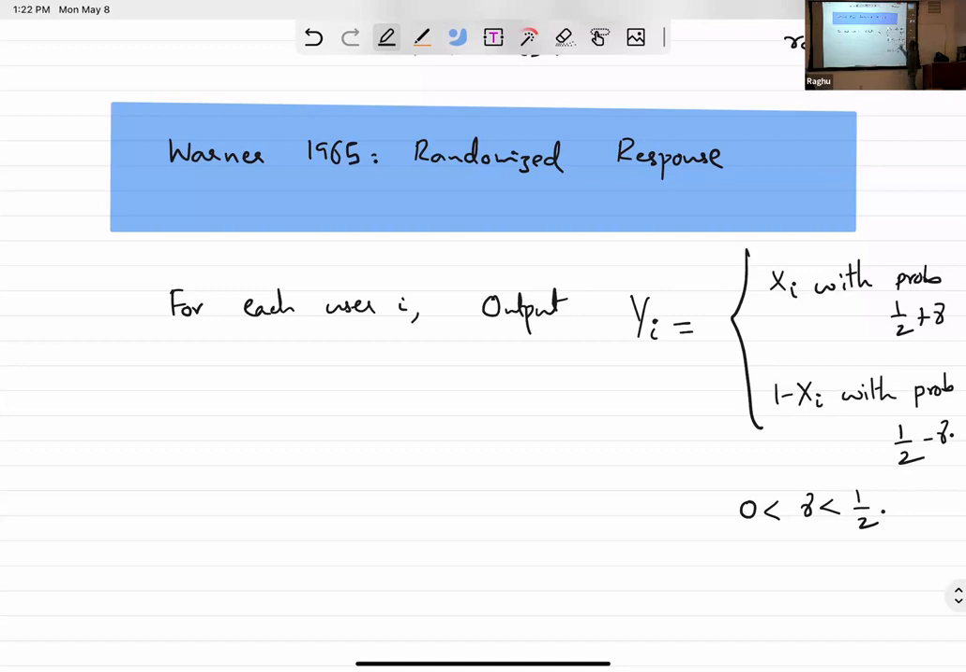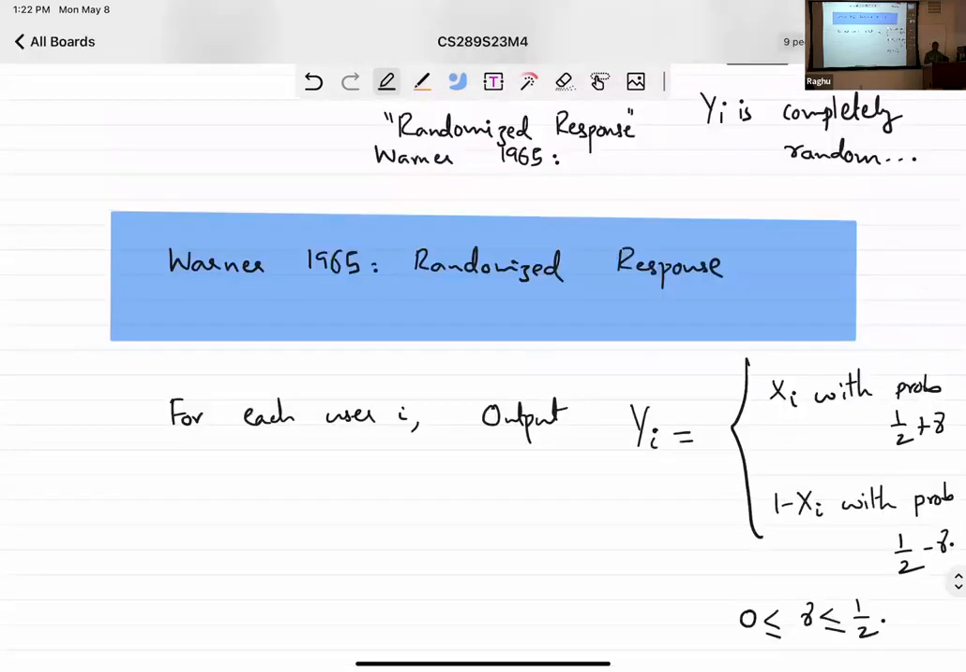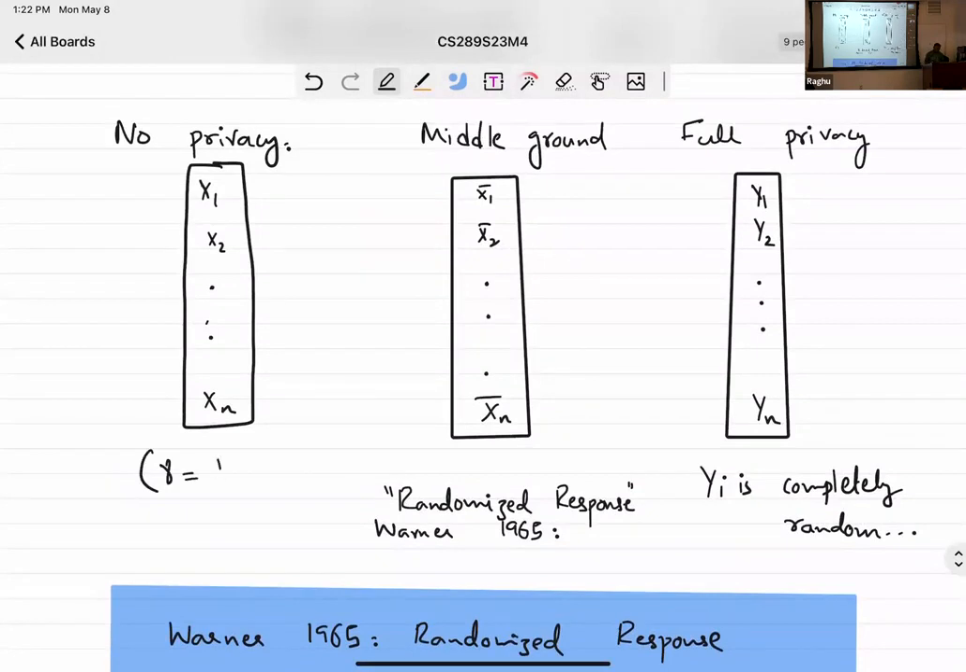and output the opposite with probability half minus gamma. So if gamma is half, then I'm getting basically the exact value. So that's the no privacy setting. As gamma increases, my privacy decreases. And if gamma is 0, what am I outputting? I'm outputting a completely random value. With probability half it's 0, probability half it's 1. So there's no correlation with the input. So this corresponds to gamma equals half, and this corresponds to gamma equals 0. So smaller gamma means better privacy.